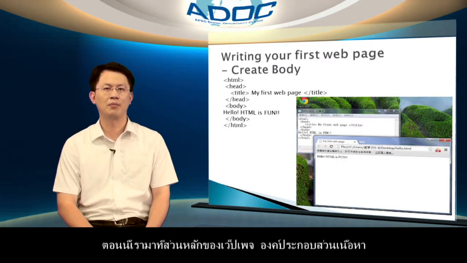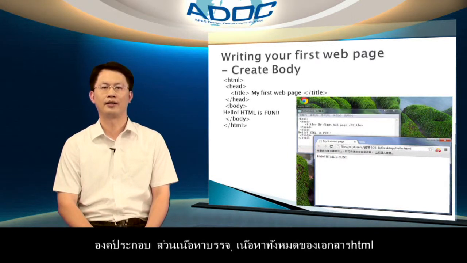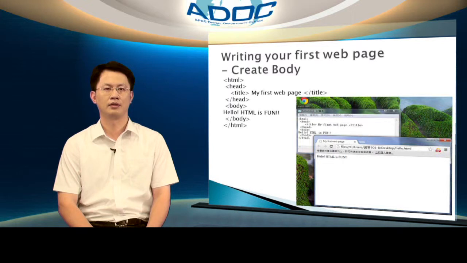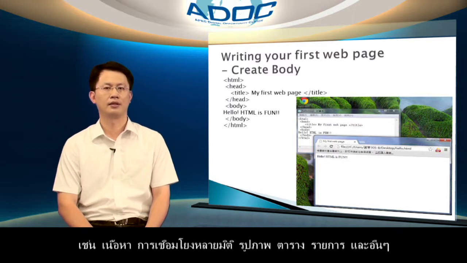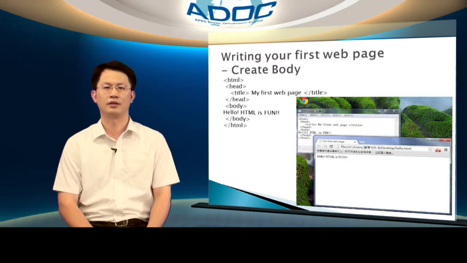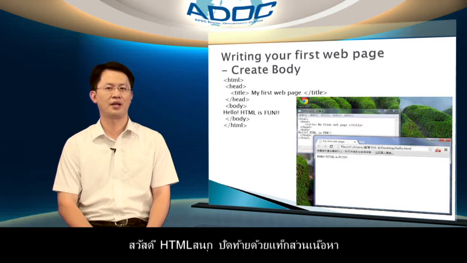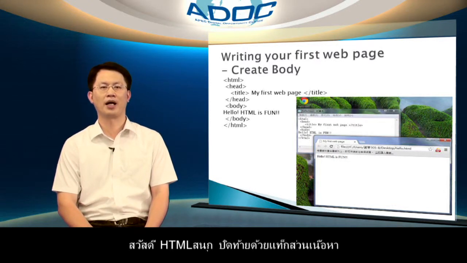Now comes the main part of the web page, the body element. The body element comes after the head element and contains all the displayed elements of the web page. The body element contains all the contents of an HTML document, such as text, hyperlinks, images, tables, lists, etc. Look at our example here. In our web page, we have a text string, hello, HTML is fun, enclosed by the body tags.